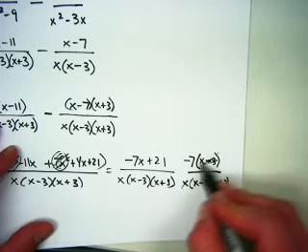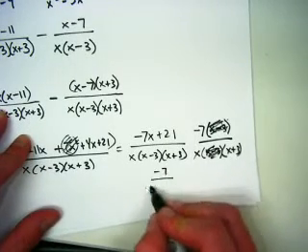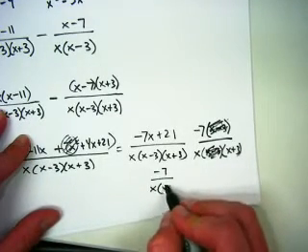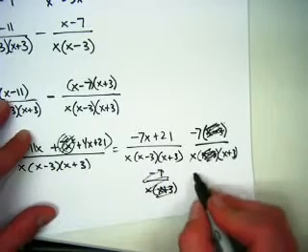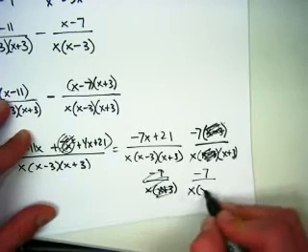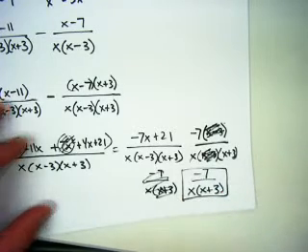X minus 3 and x minus 3 cancel out. So now we're left with negative 7 over x times x plus 3. It's kind of messy. I mean negative 7 over x times x plus 3 should be our final answer.